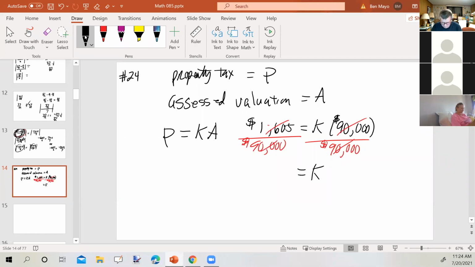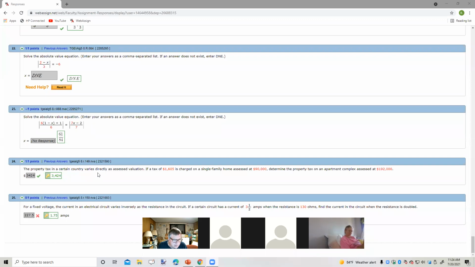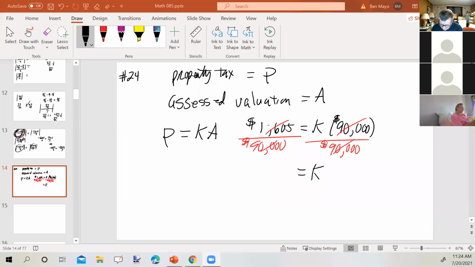How did we figure out which variation it was? Okay, let me go back to, and don't let me forget to go back to, okay, so the original problem said right here, varies directly. Oh, okay. Okay? Yeah. All right, so now let's go back to the whiteboard screen. And it says K equals, so I've got to take 1,605 divided by 90,000.